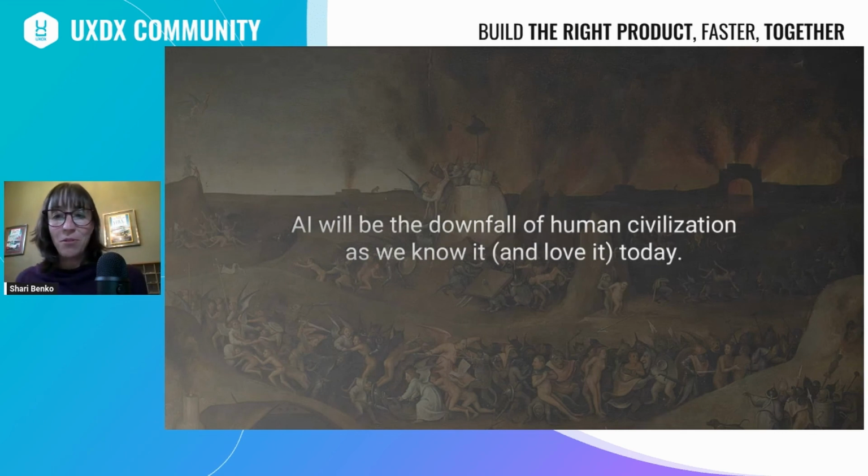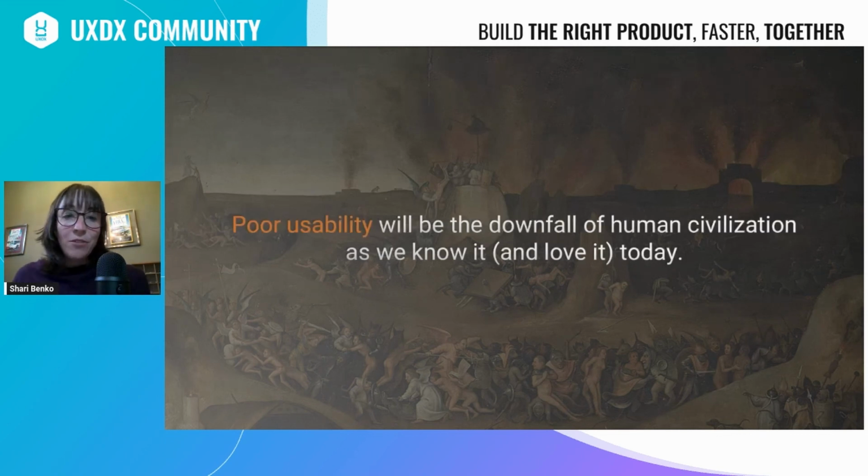I differ from most people in what I think will lead to the downfall of human civilization as we know it. I actually don't believe this statement that AI will be the downfall. There's many reasons why I don't think AI is to be as feared as most people believe, but that could be a topic for a whole other time. I could spend hours talking to you about this, but what I do believe is going to be the downfall of human civilization as we know and love it today is poor usability.